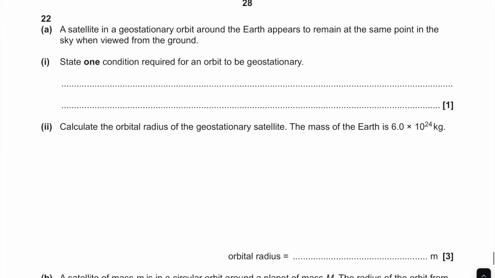Question number 22. A satellite in a geostationary orbit around the Earth appears to remain at the same point in the sky when viewed from the ground. State one condition required for an orbit to be geostationary: the time period has to be 24 hours.